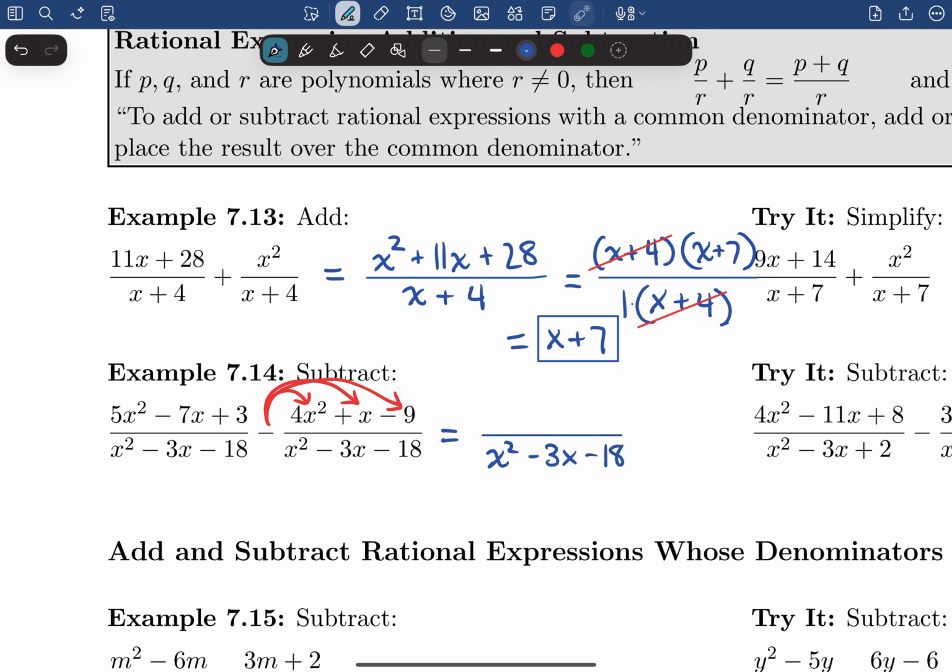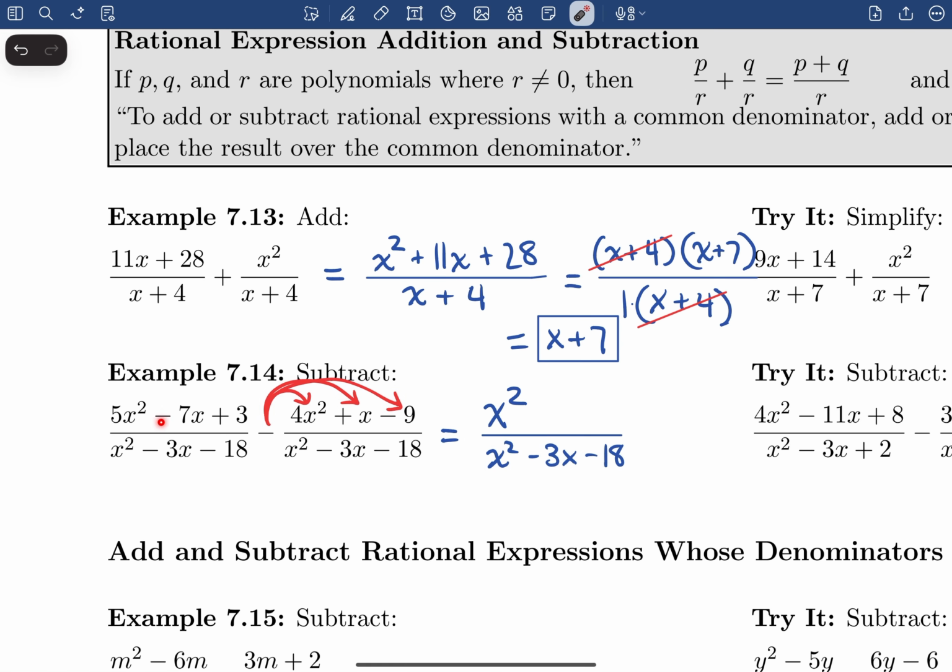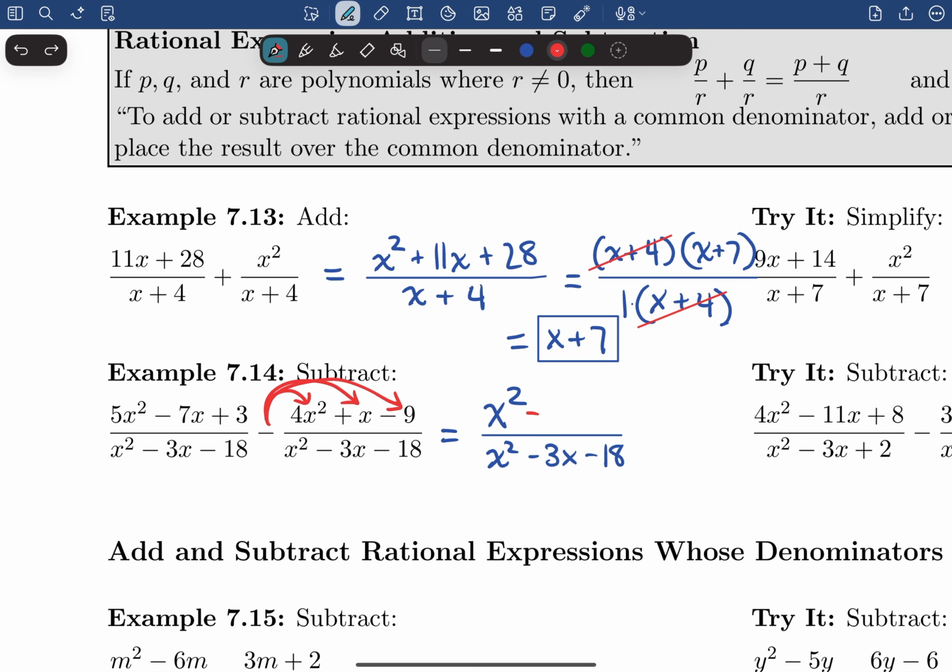And I simplify the numerator, like I have 5x squared minus 4x squared. Those are like terms that simplify to 1x squared. 5x squared minus 4x squared is 1x squared. And now I look at the linear terms. Negative 7x minus 1x, that's negative 8x. Okay?